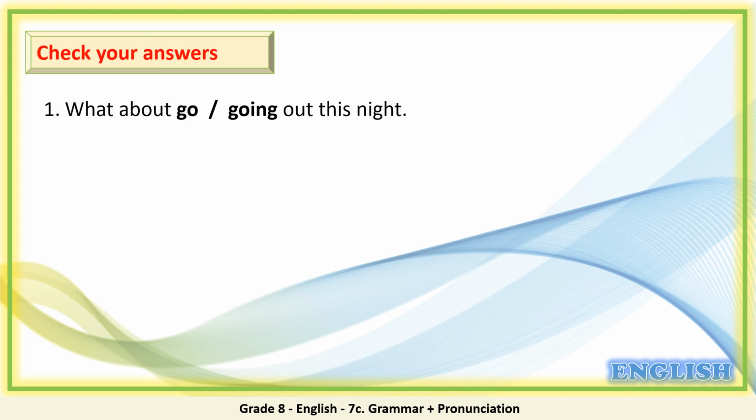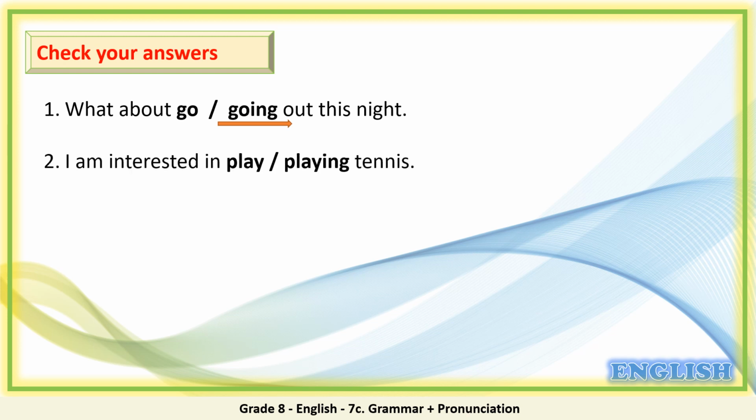1. What about go or going out this night? What is the correct option here, my students? Well done. Going. Why? Because it comes after the expression what about. 2. I am interested in playing tennis. What is the correct answer, my students? Good job. Playing. Why? Because it comes after the preposition in.